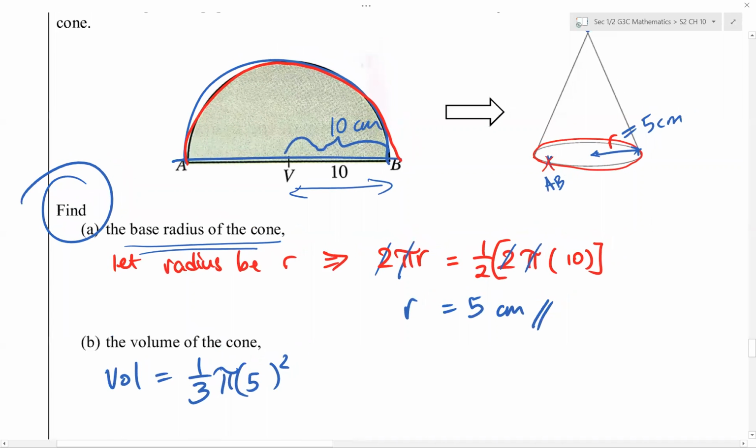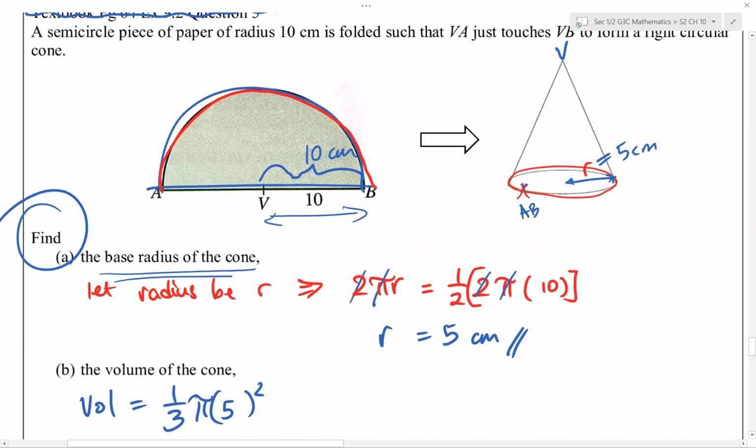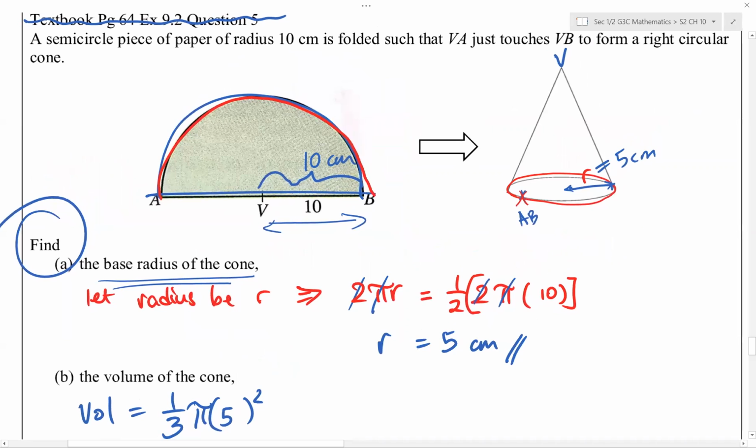At this moment, do we have the height of the cone? Do you know where the height is? This dotted line is our height. This is our perpendicular height. I need that value. How to find that value?